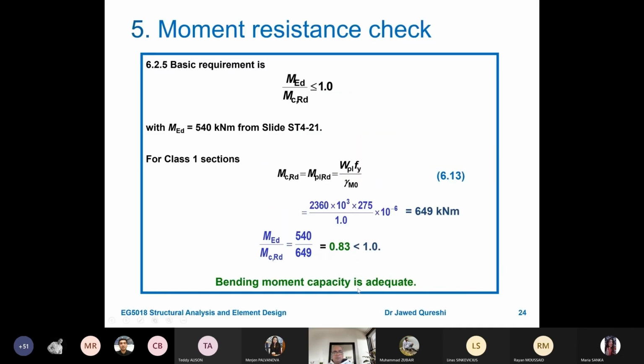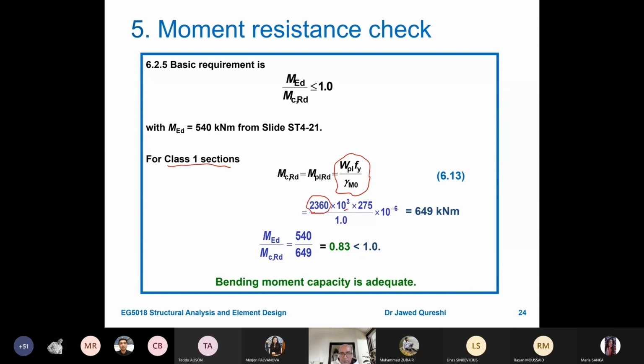Once I have classified the section, I have to carry out 3 checks: moment, shear, and deflection. So MED over MCRD should be less than or equal to 1. MED is applied, and MCRD for class 1 sections is based on WPL. Recall from section classification that for class 1 and 2 sections, plastic moment could be reached, and for class 3 sections it was in between plastic and elastic, so that's why we used elastic properties for class 3. And for class 4 we used effective sections. You will use WPL for the chosen section, not for the one which was required. Our required was 1964 centimeter cube; our chosen one had WPL 2360.